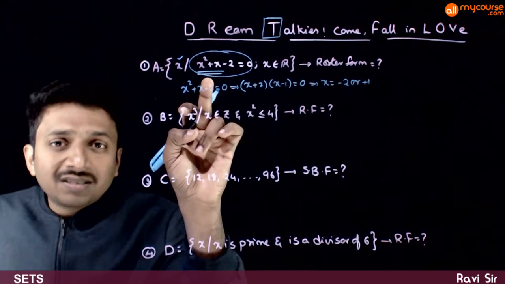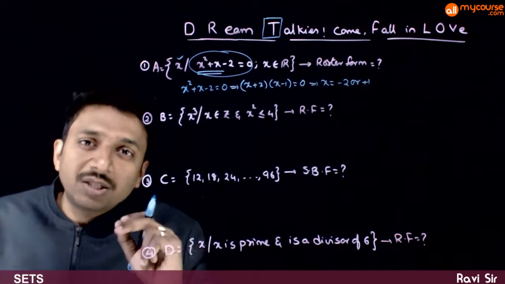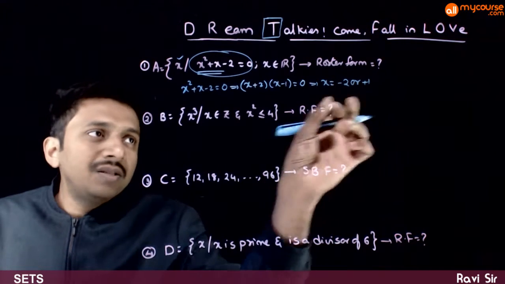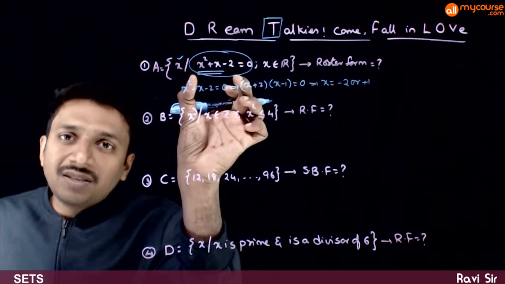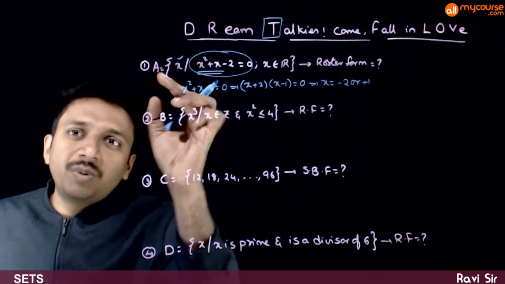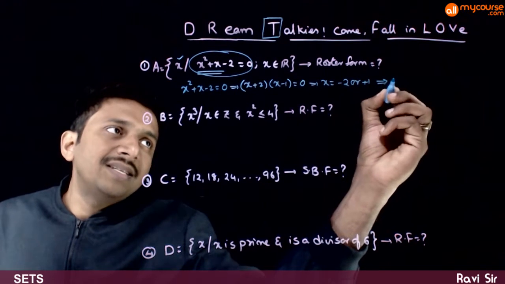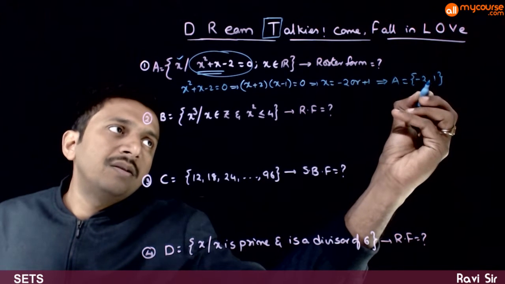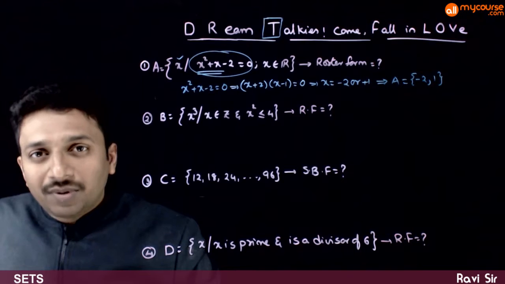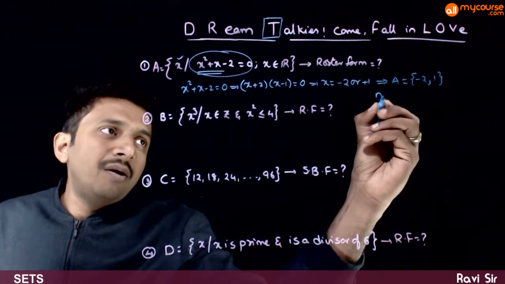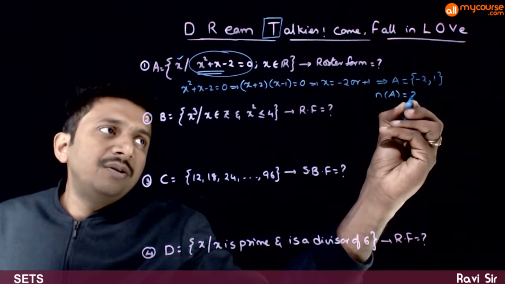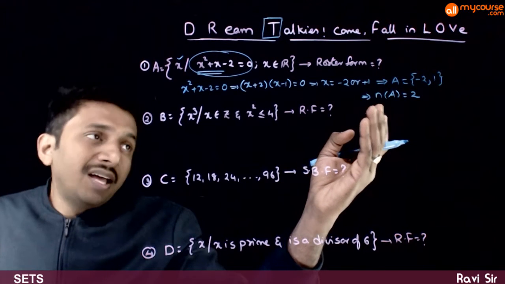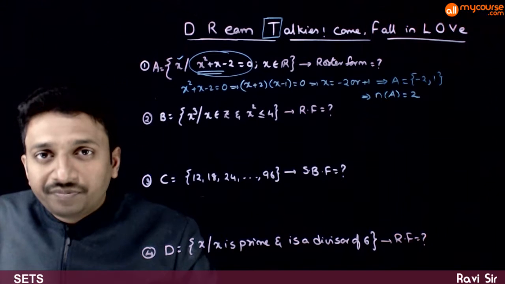That means if x square plus x minus 2 has to be equal to 0, x has to be either equal to minus 2 or 1. So these are the two elements which satisfy this equation. Hence these are the two elements which belong to set A. This implies set A in roster form is nothing but {minus 2, 1}. So this set contains two elements. So I can write n of A is equal to 2. If you're asked to find the number of elements in A, that will be equal to 2.